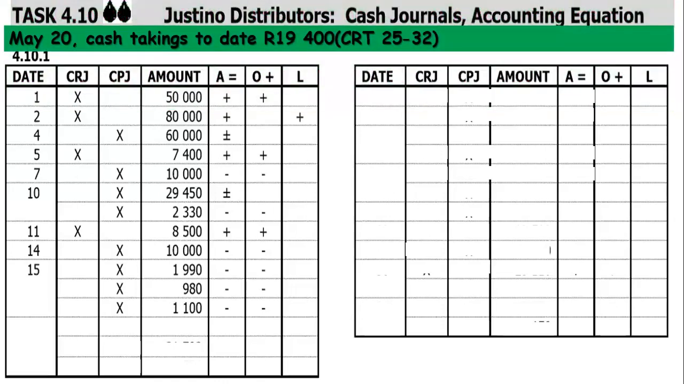And then next transaction on May 20, cash takings to date amounting to 19,400, right? And then also you see on that same date, the 20th, you see also that we bought 21,782 worth of equipment, that is plus stationery, right? So stationery of 778, right?